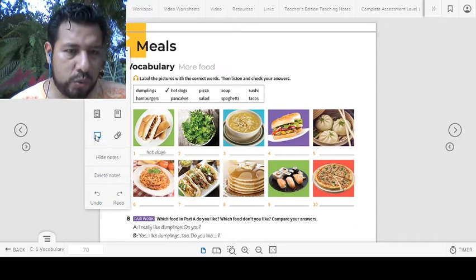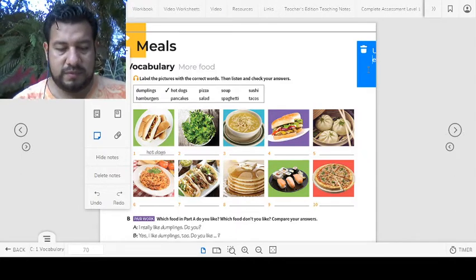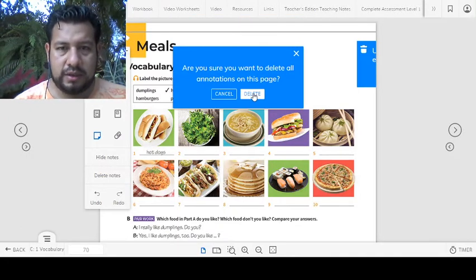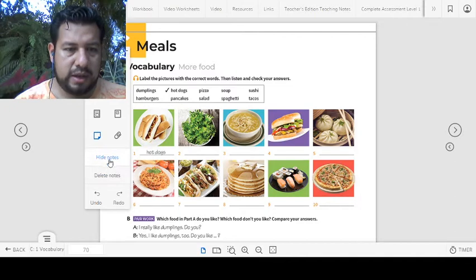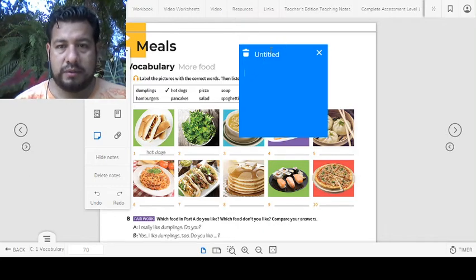I was trying to make a note in here, but I don't know how to make it. Oh, here you are. I can make notes, but how can I move it? I don't know how to move it. Anyway, let me see if I can delete a note. Yes, delete. But what if I make a new note? Sorry, I'm learning. Oh, there you are, untitled.